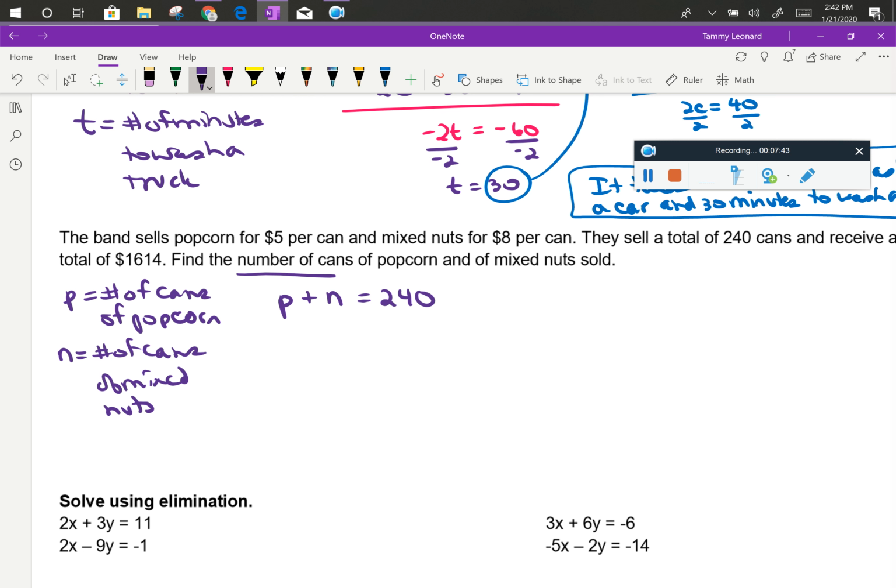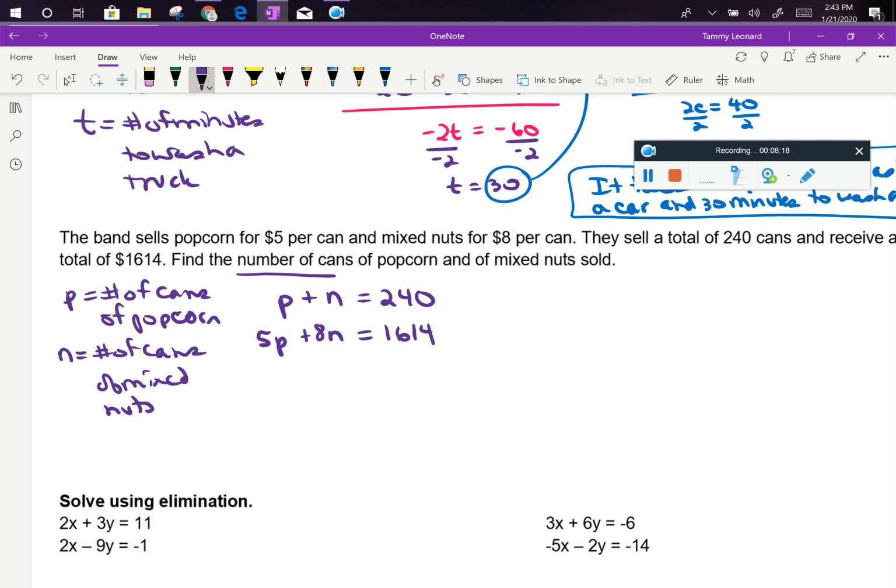The second equation is a little bit more complicated because it's about money. So if I think about this, if I sell P cans of popcorn at $5 per can, 5P is the amount of money that they bring in from selling popcorn. Similarly, they bring in 8N, or $8 times N cans, in selling mixed nuts. And then we know the total for that. So the sum of those two things is 1,614. So we now have a system of equations written in standard form.